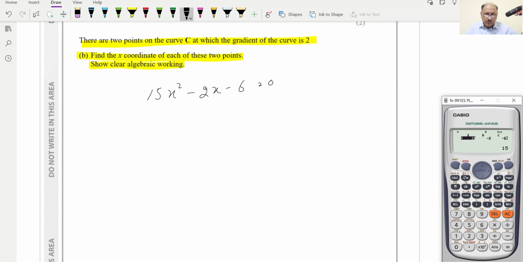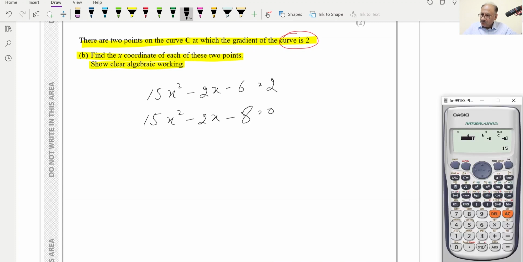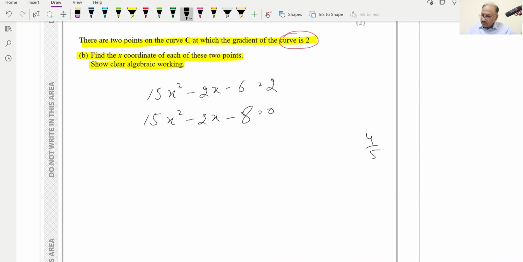So what we can do, they are saying the gradient of the curve is 2, not 0, so we'll replace this with 2. Now we will rewrite the equation, 15x squared minus 2x minus 8 is equal to 0, and 15 will be the coefficient of x squared, minus 2 the coefficient of x, and minus 8 the constant, and this will give us 4 over 5, and the second value will be minus 2 over 3.